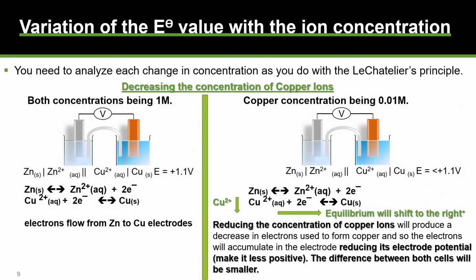Let's analyze this situation using Le Chatelier's principle. Look at the half equation for copper on the right. If we decrease the copper ion concentration in the solution, the equilibrium for that cell will shift to the right, taking out some of the electrons as well. Those electrons that come from the zinc area and were used to reduce the copper ions to copper will now accumulate in the copper electrode, reducing the electrode potential and making it less positive. The difference between both cells then would be smaller.